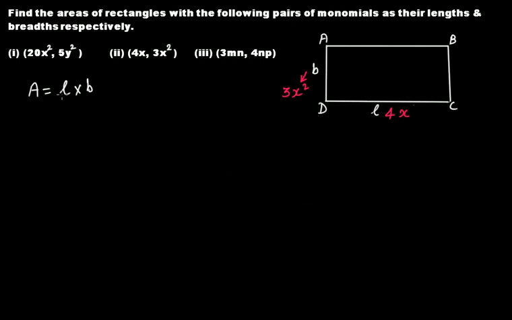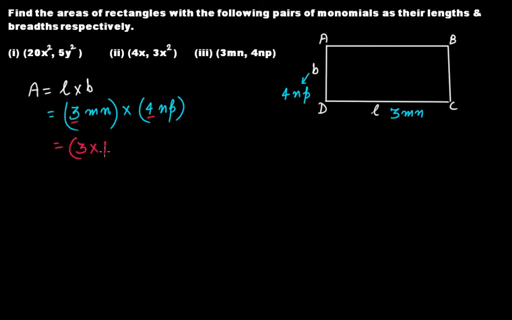Now we have, in this case, 3mn as the length and 4np as the breadth. So A is equal to 3mn multiplied by breadth is 4np. This 3 and this 4 here. So this is 3 multiplied by 4.